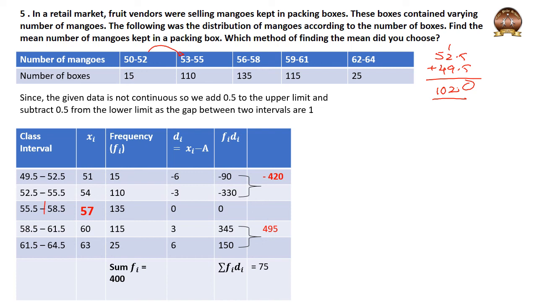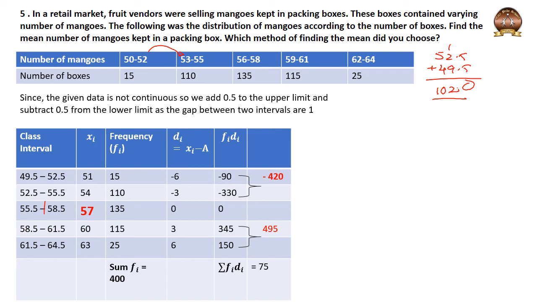Here the frequency is given. In the standard deviation method, the formula is di equals xi minus a. Here a is a middle value, taken to reduce the xi. The middle number is 57, so a is 57. So we take xi, that is 51 minus 57, which is minus 6; 54 minus 57 is minus 3; 57 minus 57 is 0; 60 minus 57 is 3; 63 minus 57 is 6.